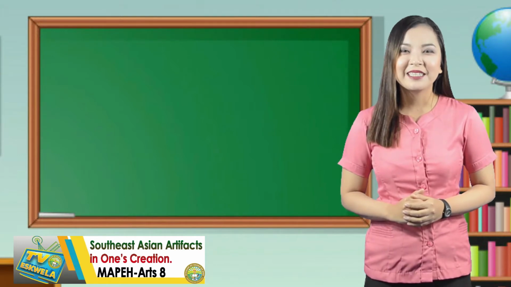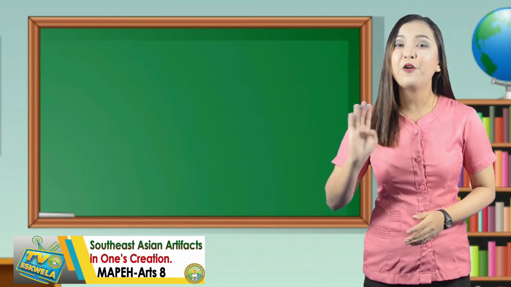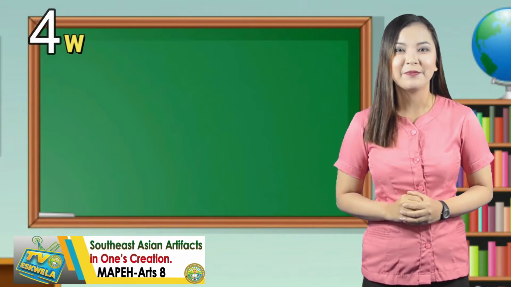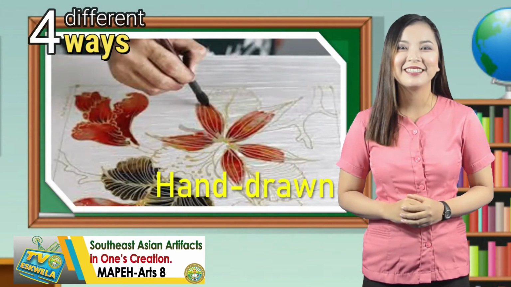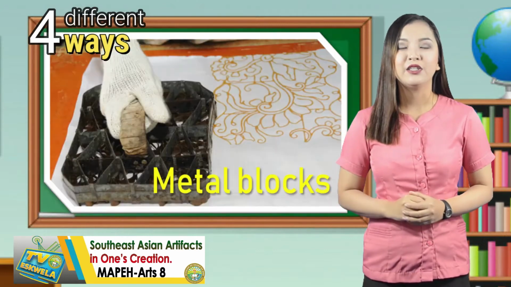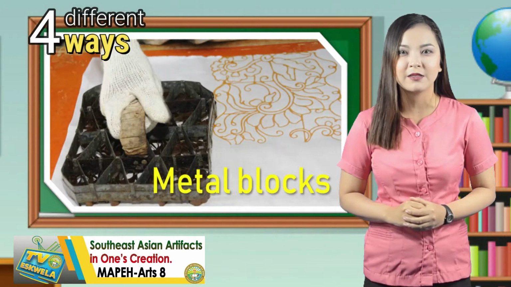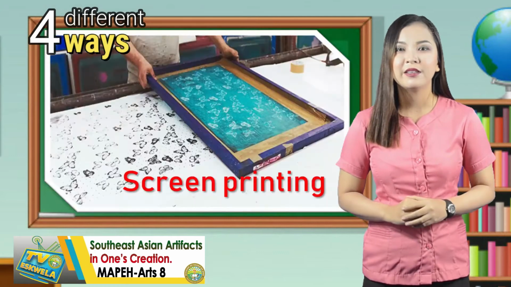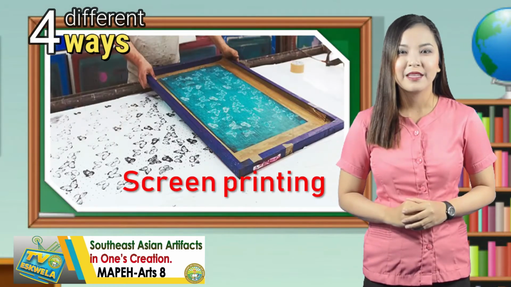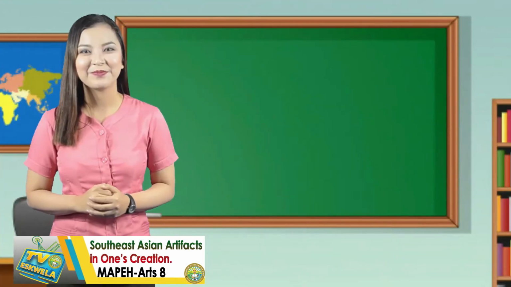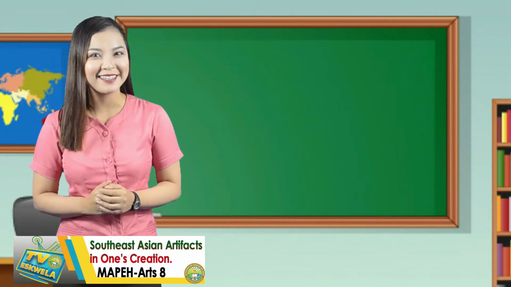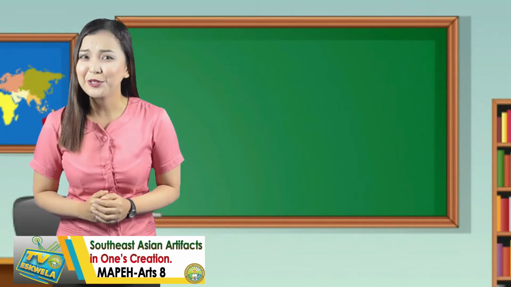Also, batik can be done in four different ways. First, hand-drawn. Second, using metal blocks. Third, screen printing. And the last one, digital printing. Have you learned something about batik? Do you want some more?